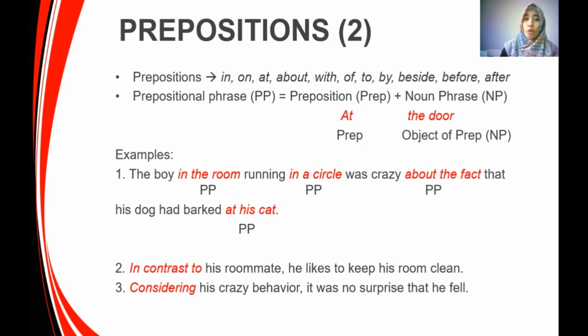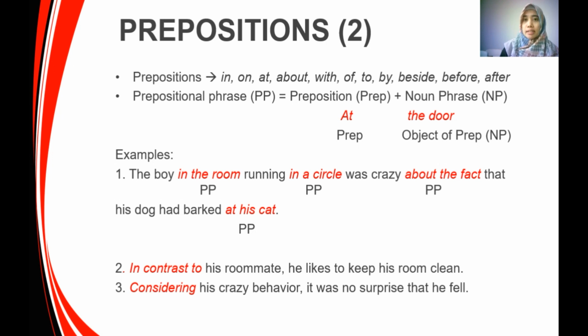We have 4 here. The first is in the room. The second is in a circle. The third is about the fact. And the next one is at his cat. If you pay attention here, in the room is giving information about the place, or showing the place. In a circle is showing the manner, how the boy was running.